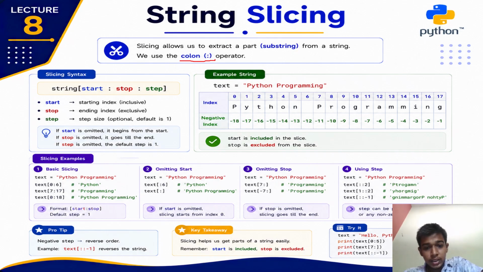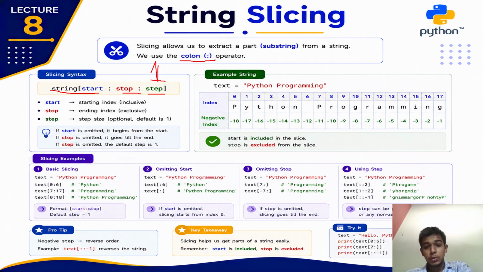Now, let's see the syntax of slicing. The syntax is a string, a start, a stop, and then a step. There are three parts. The start value tells Python where to begin the slice. The start index is included in the result. The stop value tells where to stop. This index is not included in the result. The step value tells Python how many characters to move at a time. If we do not mention it, the default value will be 1. Remember, if we do not mention the step, then it will automatically become 1.